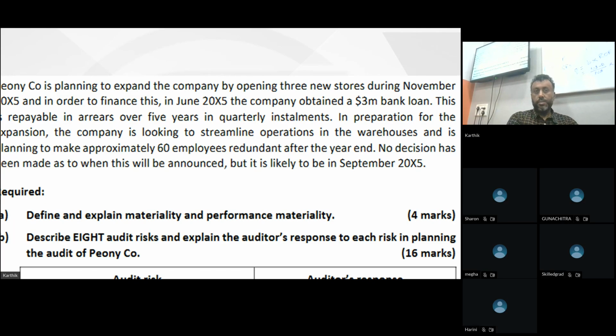Okay. Clear? Then one more pointer. They're going to let go 60 employees. No decision has been made, but it's likely to be after the year end they're going to do this. Okay, what is the issue because of this? Tell me.